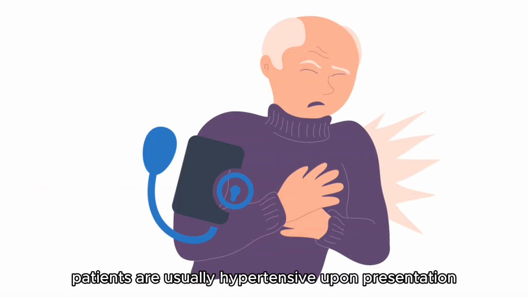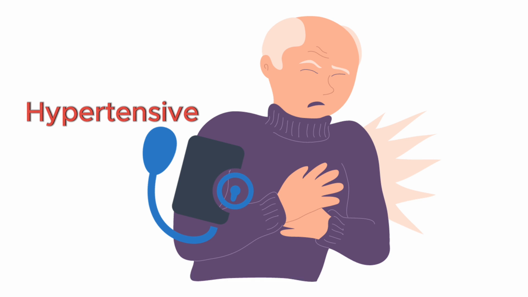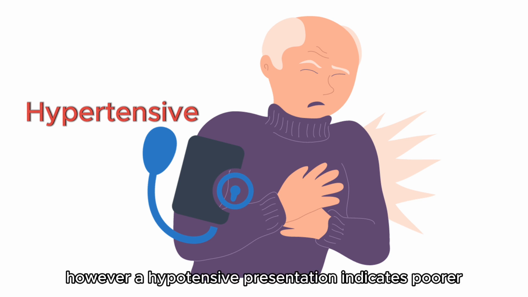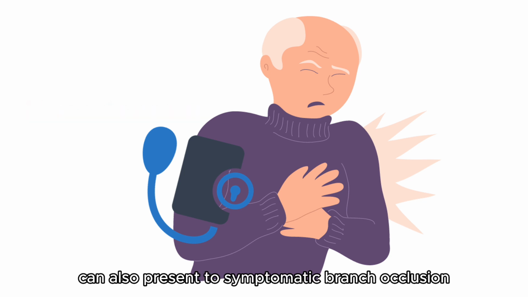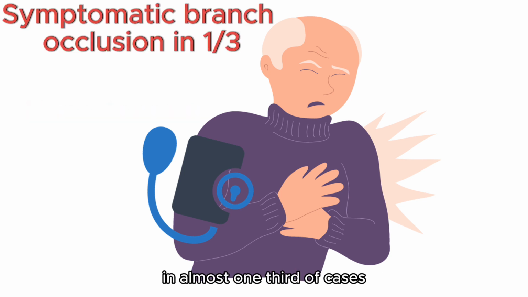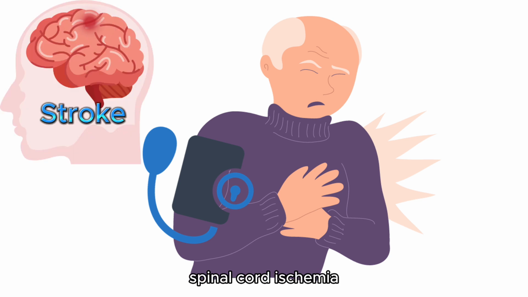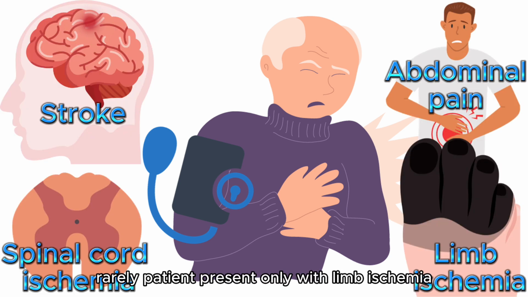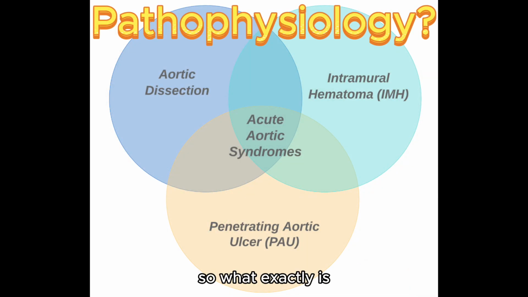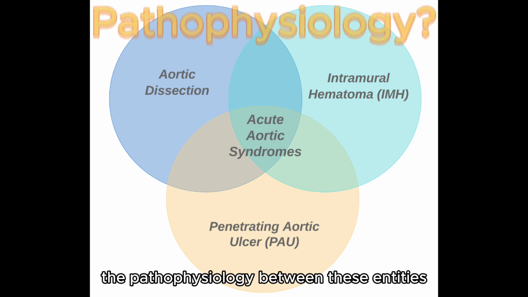Patients are usually hypertensive upon presentation. However, a hypotensive presentation indicates poorer prognosis. Patients can also present with symptomatic branch occlusions in almost 1/3 of cases, such as stroke, spinal cord ischemia, abdominal pain, or limb ischemia. Rarely patients present only with limb ischemia. So what exactly is the pathophysiology between these entities?